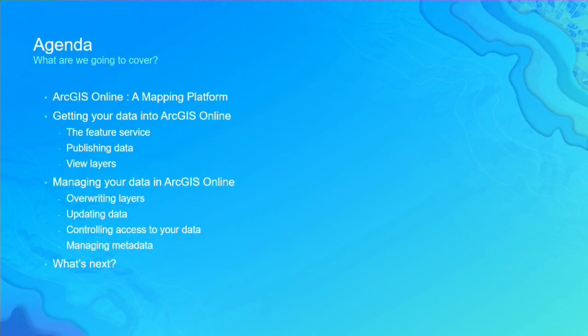So we'll cover ArcGIS Online and how you can get your data into ArcGIS Online. The feature service is the main thing when you publish your feature layers. It's really about turning that data into information. We'll talk about, once published, how you can create many different view layers. And then get into how you can manage your data in Online by overwriting layers, updating data, controlling access to your data, managing metadata, and then just a little bit on what's coming in the future in this area. Not too much.